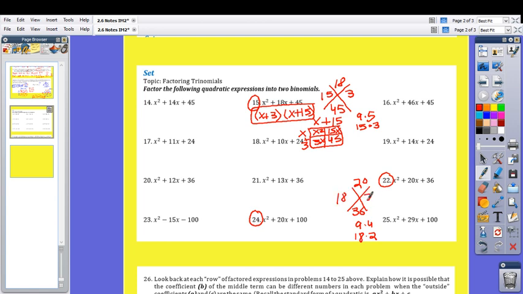So 18 and 2. So if you make your box, so that will be x squared, 36, we are splitting, so 18x, 2x, so this will be x and x, and then this has to be 2, and this will be 18. So for this one it will be x plus 18 and x plus 2. Okay.